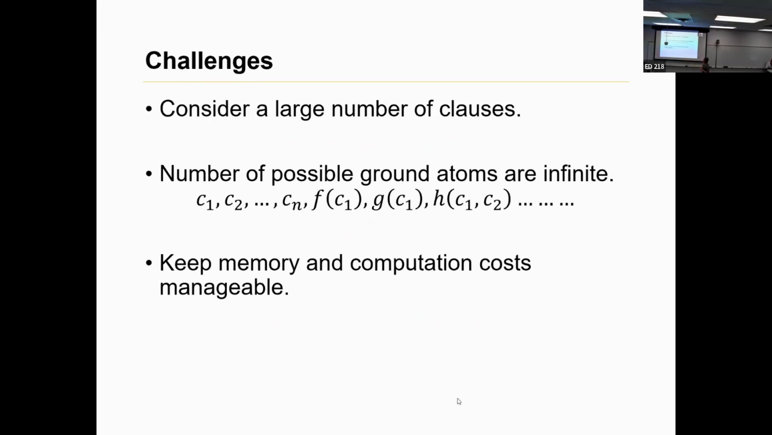So the challenges that this paper addresses are, first of all, we can consider a large number of clauses instead of just a limited number of clauses as in the previous paper. The number of possible ground atoms is infinite, because right now we have functions and we allow more than 2 inputs in each function. So there will be infinitely many ground atoms. And also we have to keep memory and computation costs manageable.